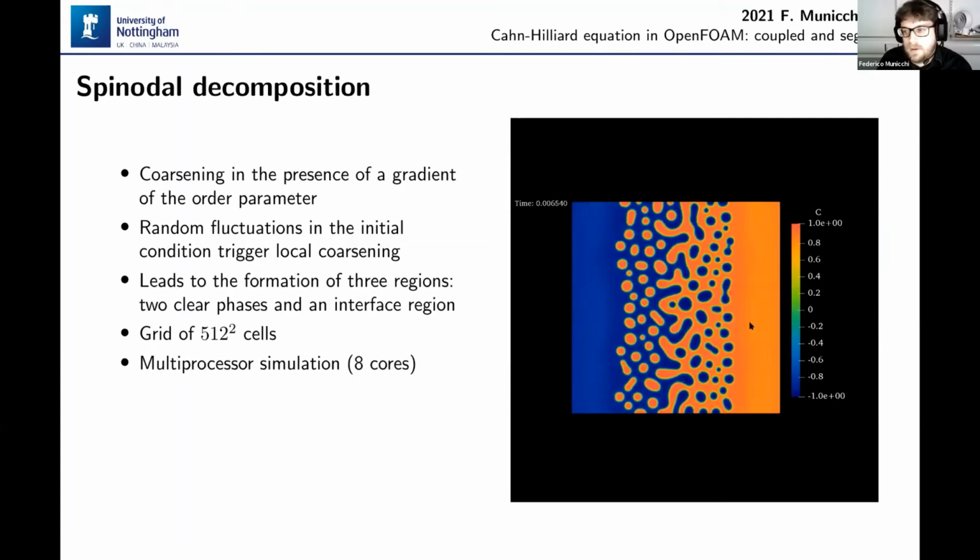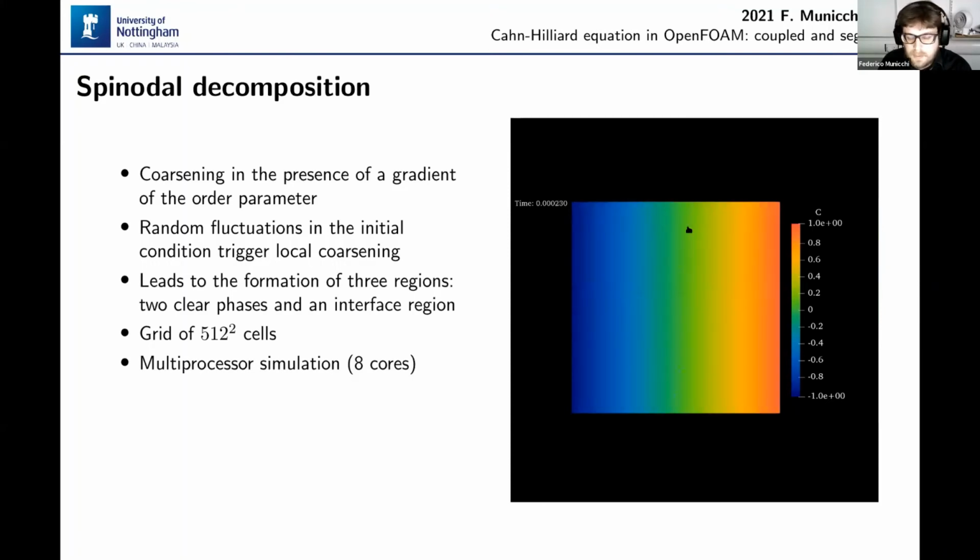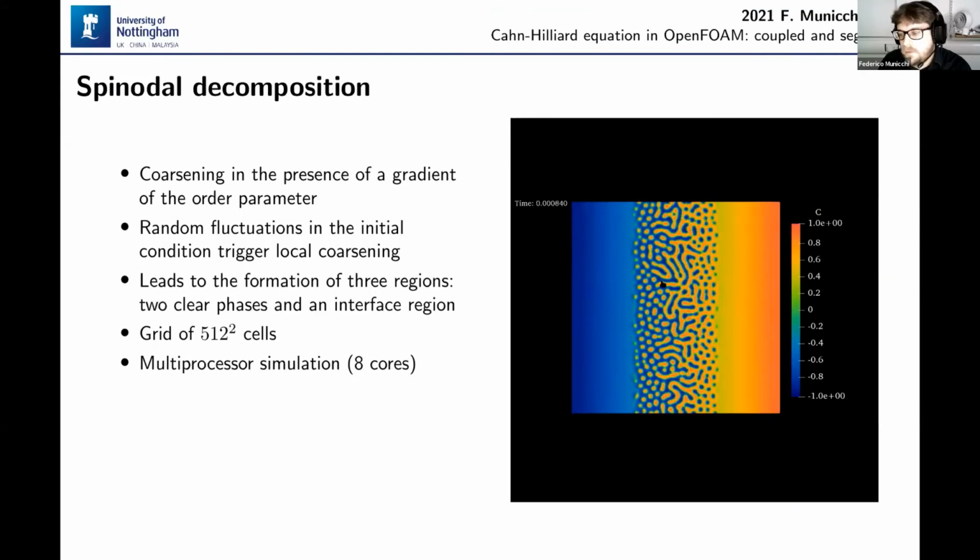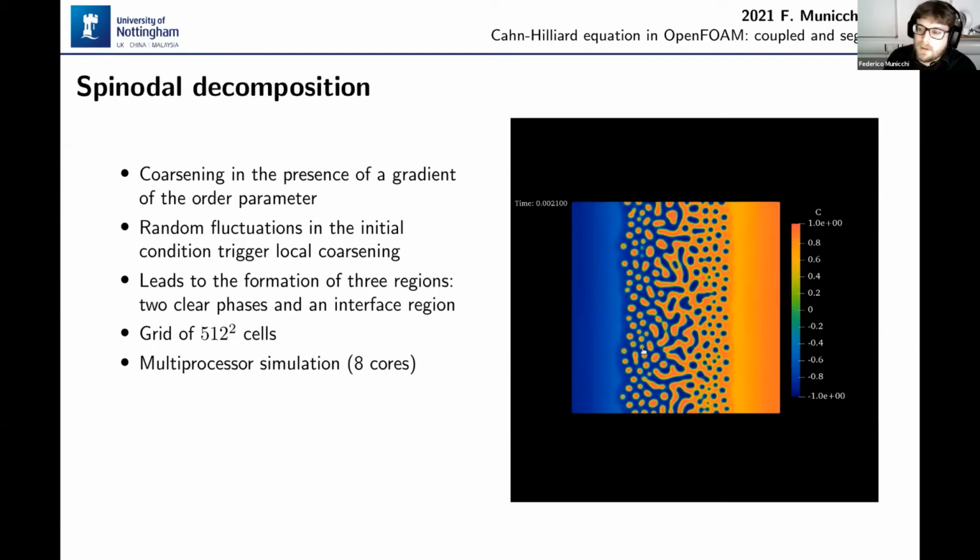Here I use a quite fine mesh, 512 to the power 2 cells. It runs quite fast because it's 2D anyway, and it was also multiprocessor. I just used 8 cores, and there are no issues running these solvers in parallel, so they work quite well in parallel.